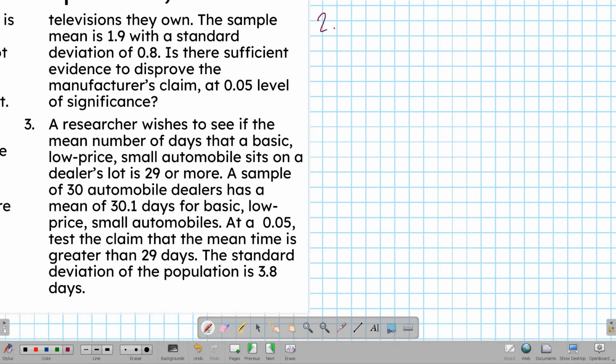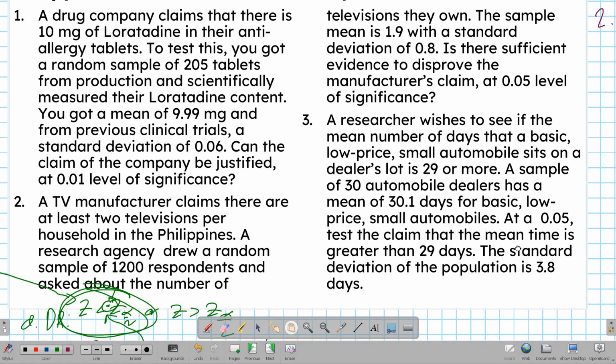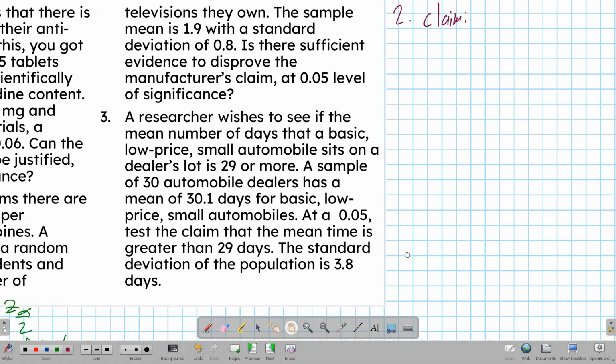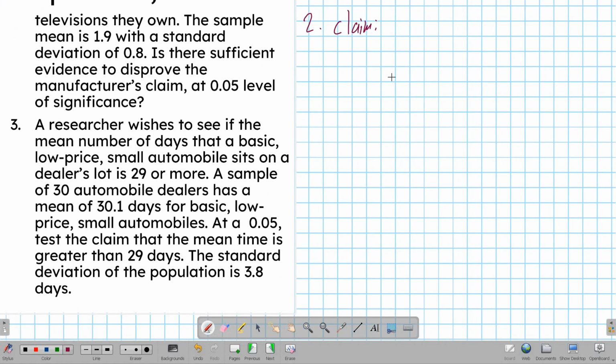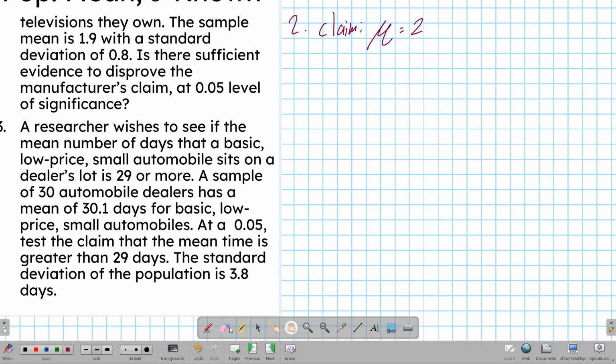Alright, so in number 2, there was this claim that there are at least 2 televisions per household in the Philippines. So on average, you would have 2. Let's take a look back. At least. Since it says "at least", from algebra, it means we have greater than or equal to 2. So it's claiming that each household would have at least 2 televisions.